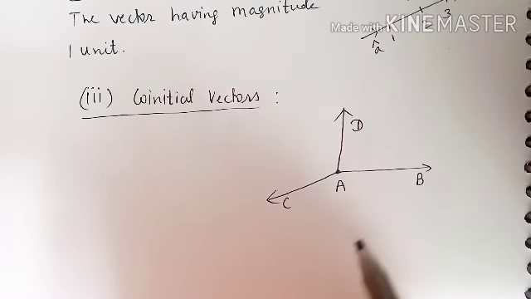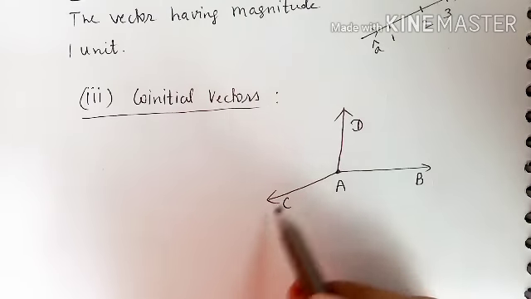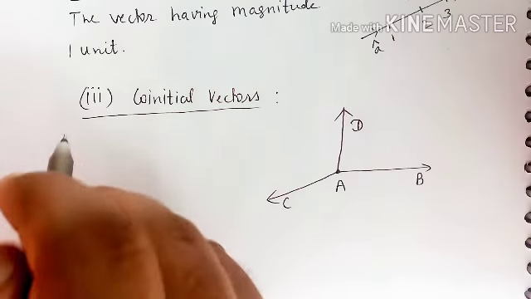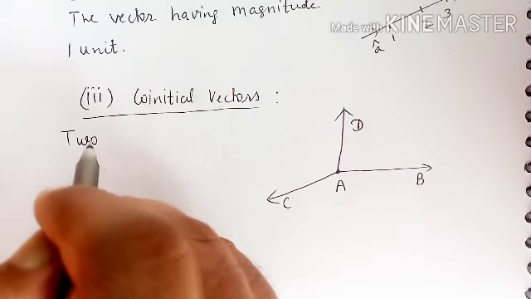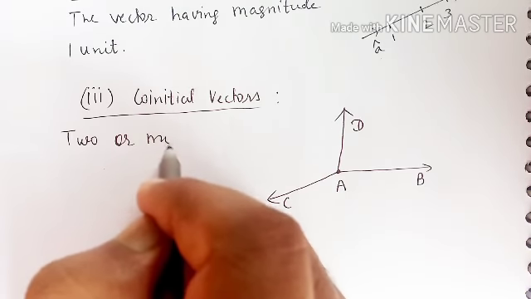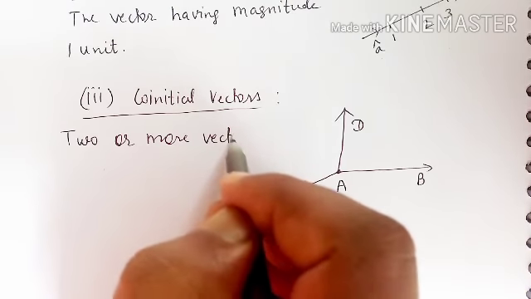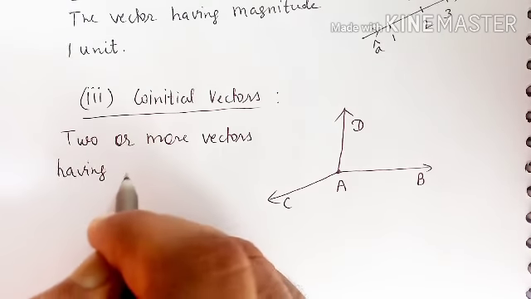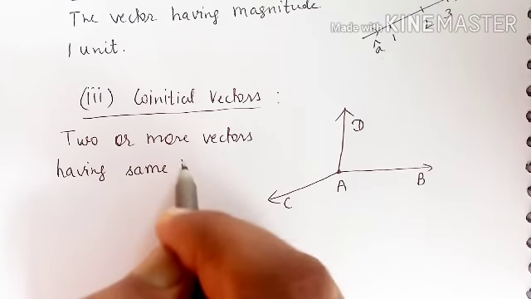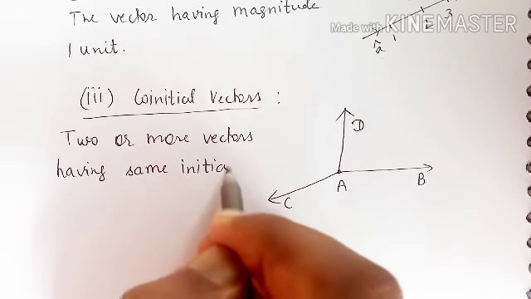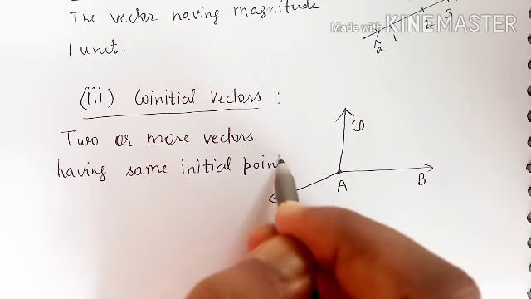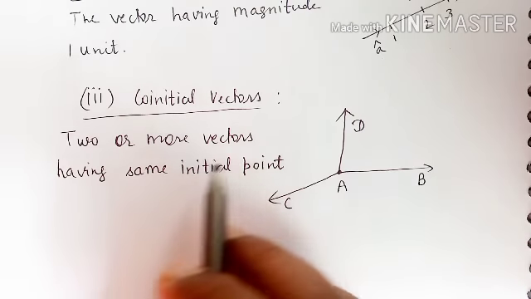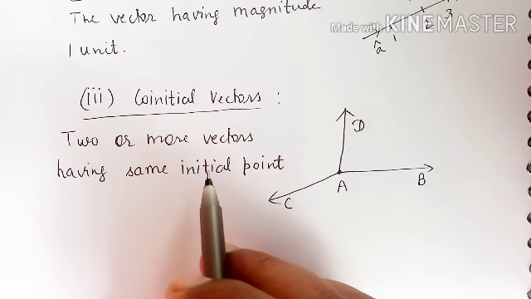Here we can see vector AB, vector AC and vector AD having the same initial point. So coinitial vectors are two or more vectors having same initial point. Here co means same.